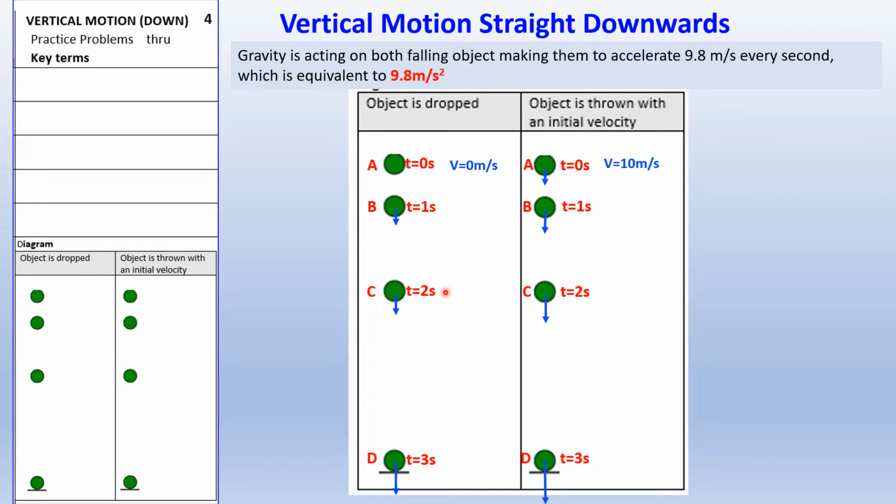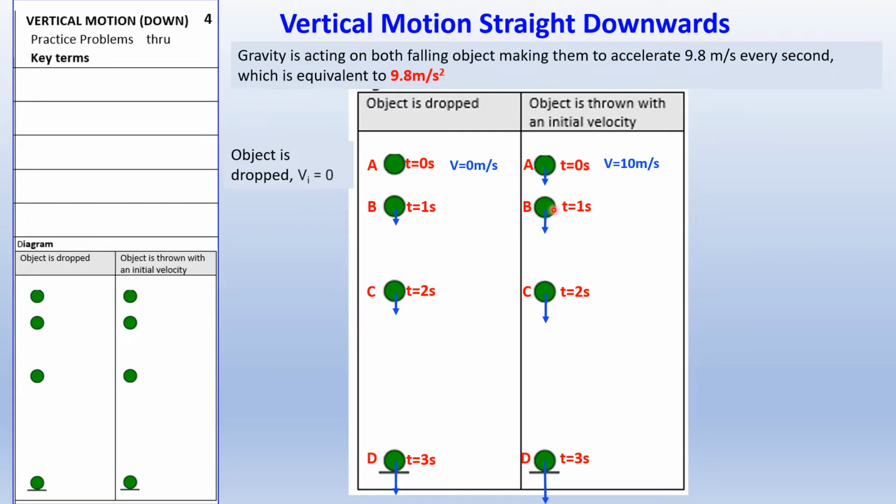I have both diagrams side by side with hypothetical positions A, B, C, and D as they are falling to simplify my explanation. The left diagram shows an object dropped, which means the initial velocity is 0.